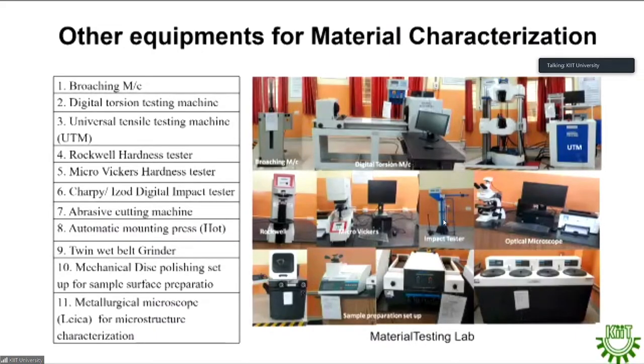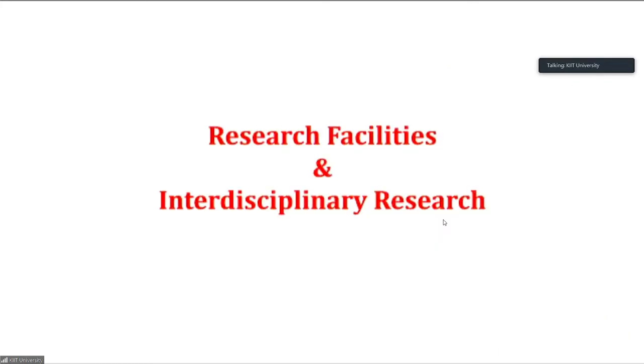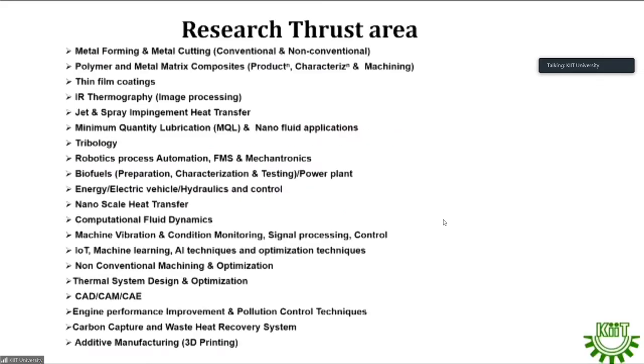We have a lot of facilities in the material testing laboratory of KIIT University, starting with the broaching machine. We have the torsion machine and universal testing machine. We have the Rockwell hardness tester, micro hardness tester, and also polishing and characterization of samples, that means the metallurgical microscope. For characterization, we have the research facility and interdisciplinary research in the area of metal coating and metal forming. We have polymer and metal matrix composite, thin film coatings, and IR thermography. So these are some of the areas where students are actively engaged in interdisciplinary research.